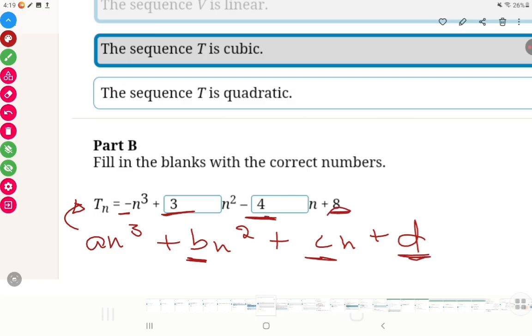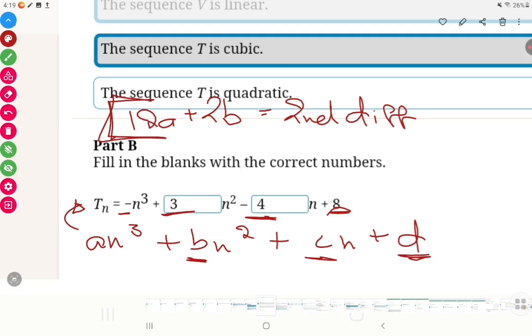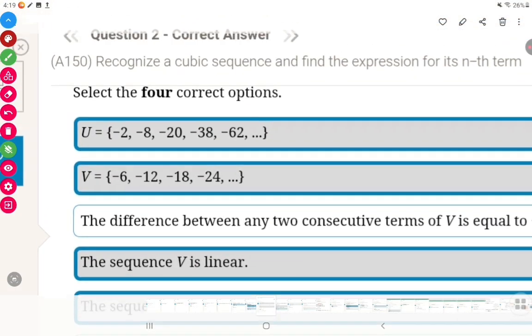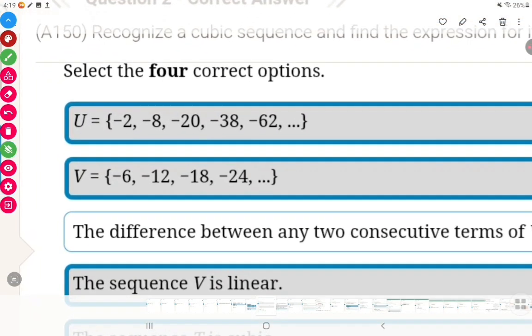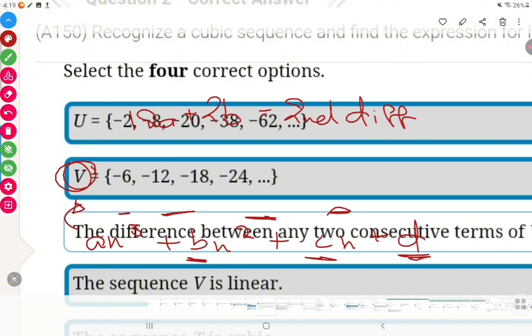So in a cubic sequence, to find B, we do 12A plus 2B equals the second difference. These are just formulas to use, they always work. So we go to the second set of differences, which is v. The first number in the second set of differences is the second difference, so the first number in the second set is negative 6. So 12a plus 2b is equal to negative 6.